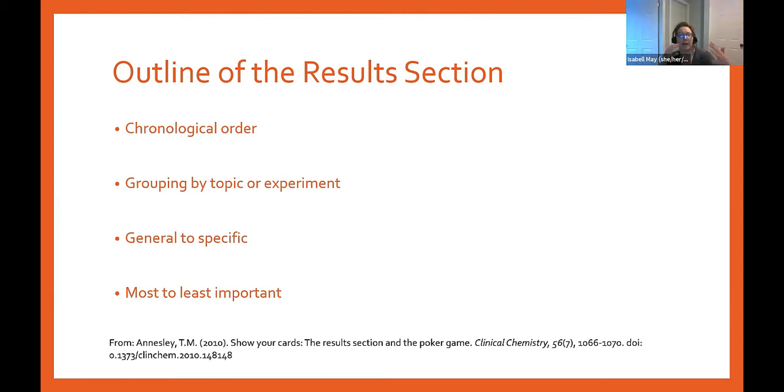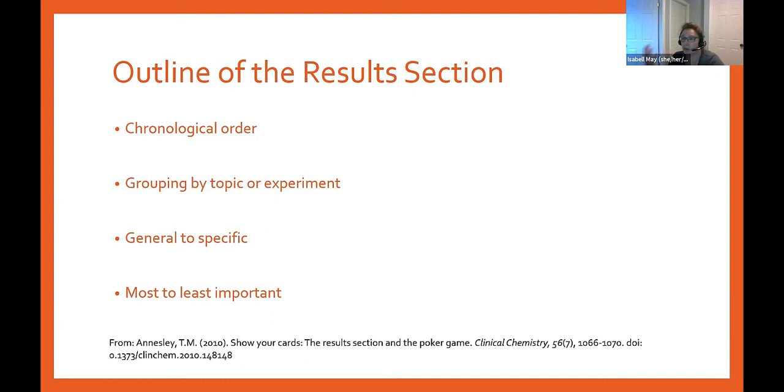So Ansley suggests four major ways you can organize your results. You can organize them in chronological order, depending on the way that you've carried out your methodology and the way you found the results. It's a very common way to organize your results section. Some organize them by topic or experiment. This is, I think, useful for more complex studies where you have different subtopics or sub-experiments. Again, for a more complex study, that might be the best way to organize it.